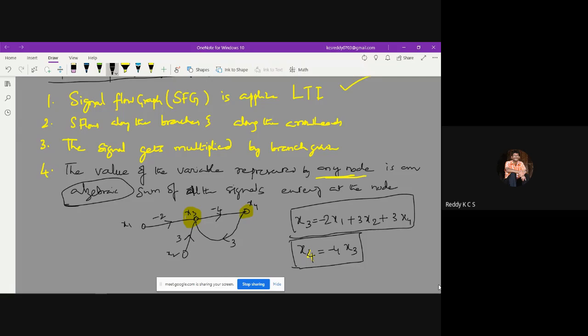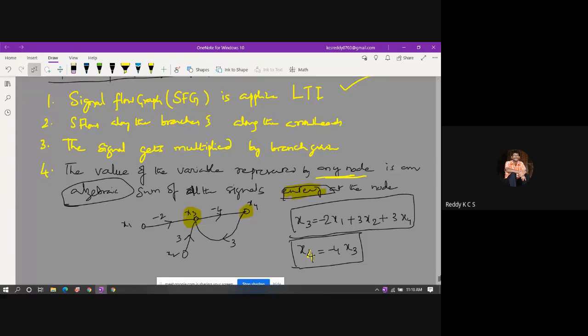Likewise, algebraic sum includes the signs also to be taken. So the value of the variable represented by any node is an algebraic sum of all the signals entering at this node. I am not talking about any other point. I am talking only about signals entering at that particular node. Leaving I am not taking. So the value of that variable will be x4 is equal to -4 into x3. Why? Because only one signal is entering at that particular x4. So that is the fourth point.